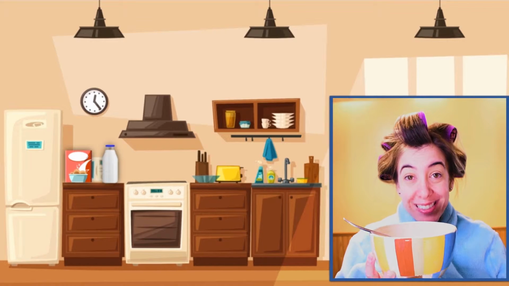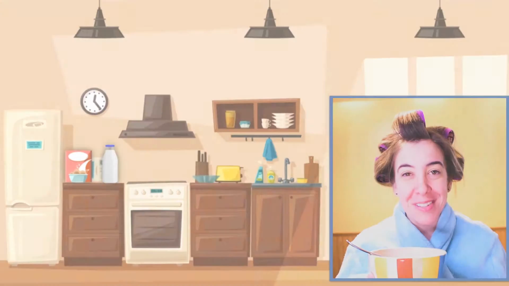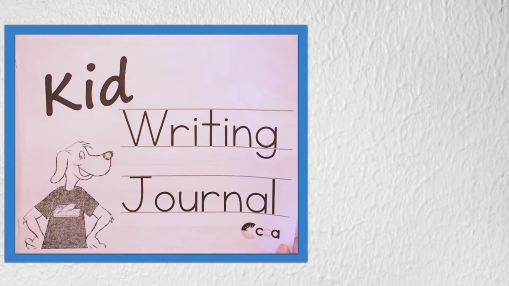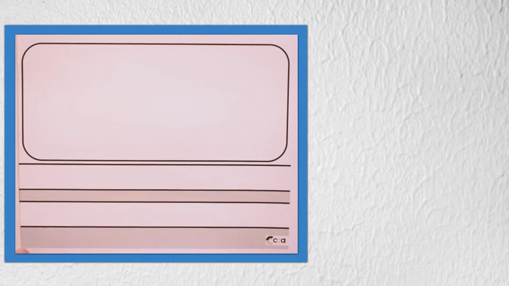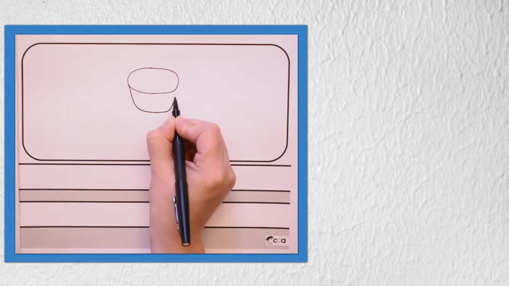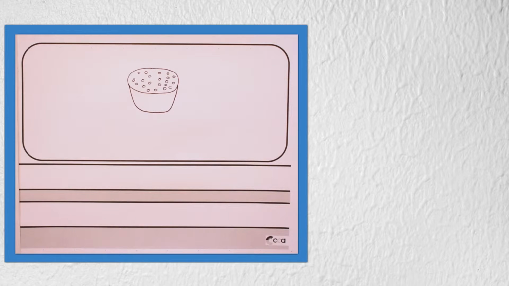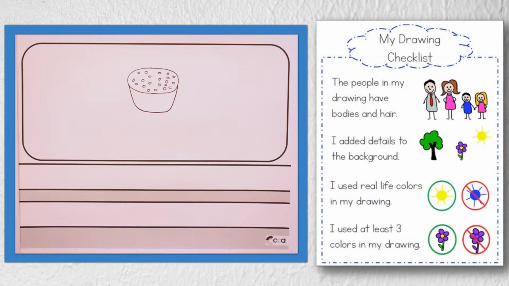My favorite food is cereal. So I'll start by drawing a picture of cereal. Watch. Does my drawing look like my best kindergarten work? Let me take out my drawing checklist to be sure. The people in my drawing have bodies and hair. Well, there are no people in my drawing, so I don't have to worry about that.